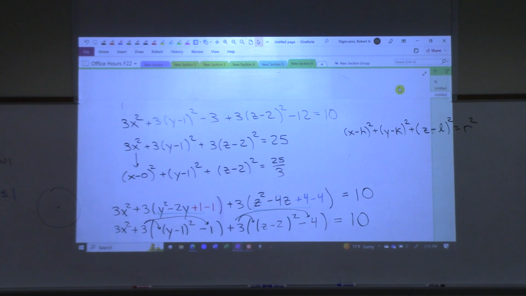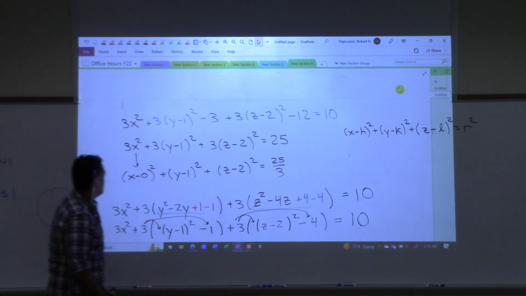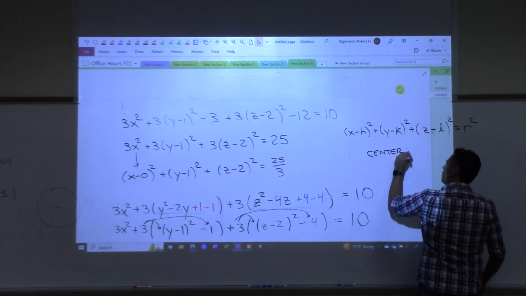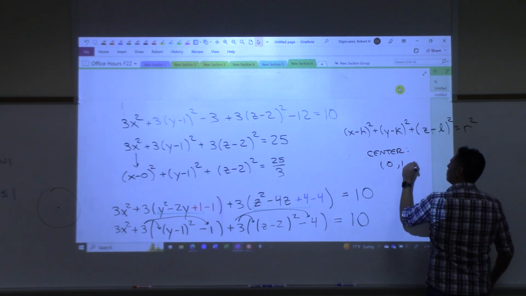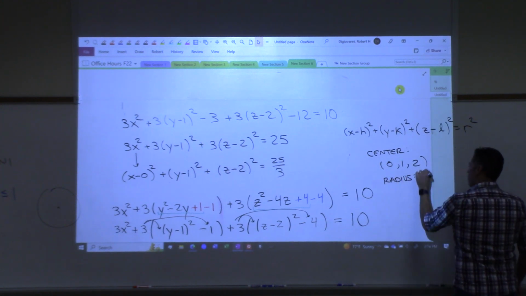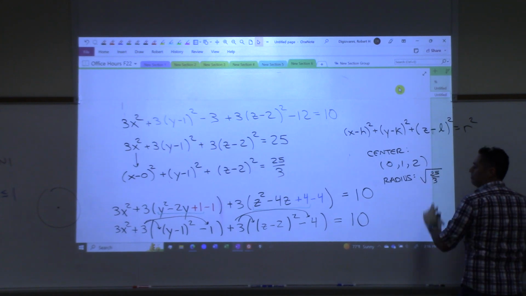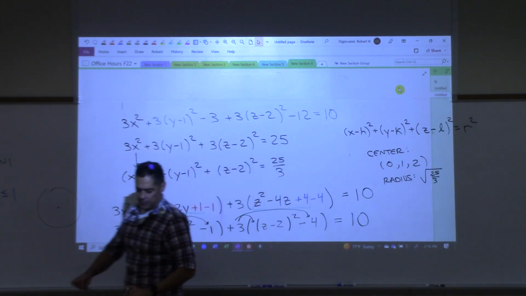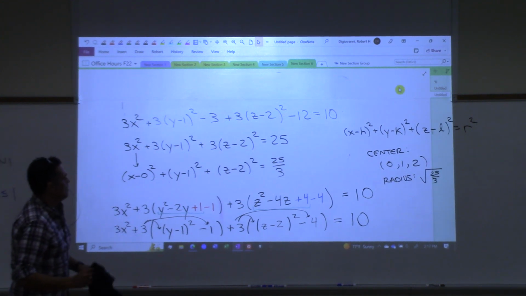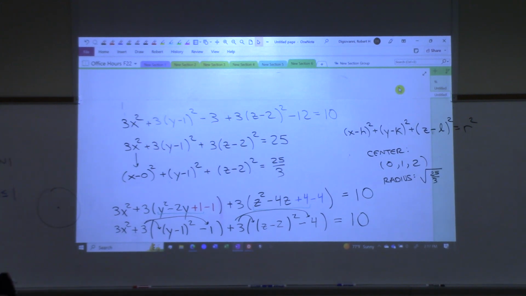We're there, right? Yeah. What's the center of this circle? Or sorry, sphere. Center is (0, 1, 2). And then the radius? The square root of 25 over 3. Right? 5 over root 3. Okay. There are a couple of problems in your homework where you have to do that, where it's like, here's the equation, go find the center and radius. So I just want to do at least one problem with a little bit of completing the square.